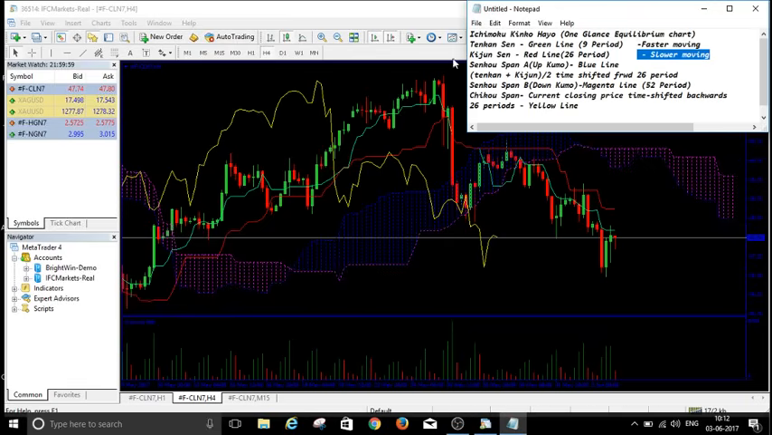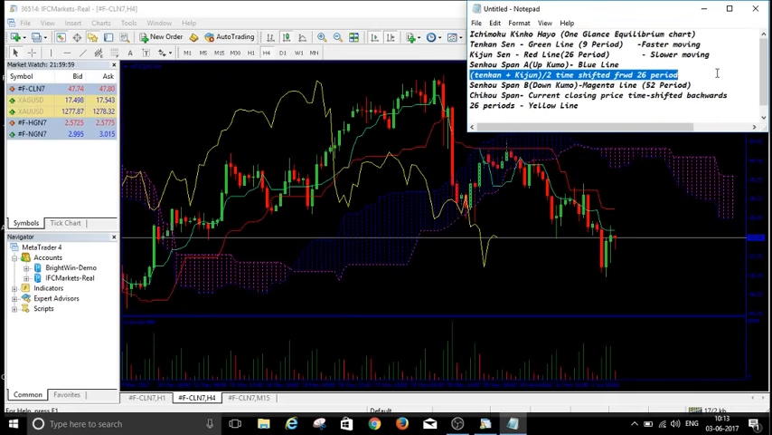Kijun Sen and Senkou Span A. Somewhere you will see that it is written as Up Kumo. This is the blue line. This is the calculation for this line: Tenkan Sen plus Kijun Sen divided by 2, or we can say the average of Tenkan Sen and Kijun Sen, time shifted forward 26 periods.